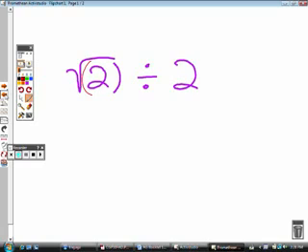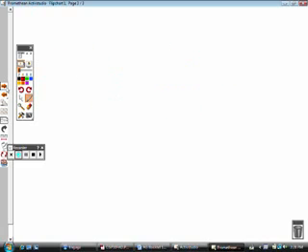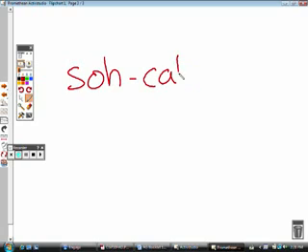Check it out. So, if sine equals opposite over hypotenuse, cosine, adjacent over hypotenuse, and tangent, opposite over adjacent.